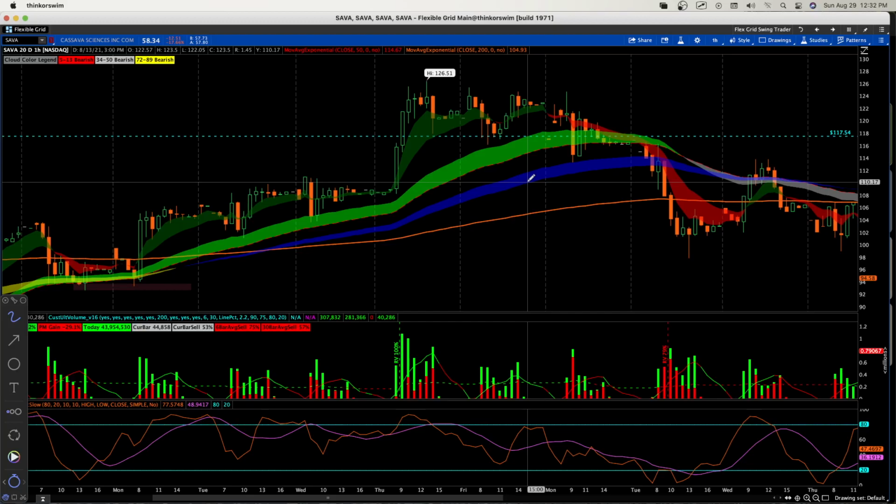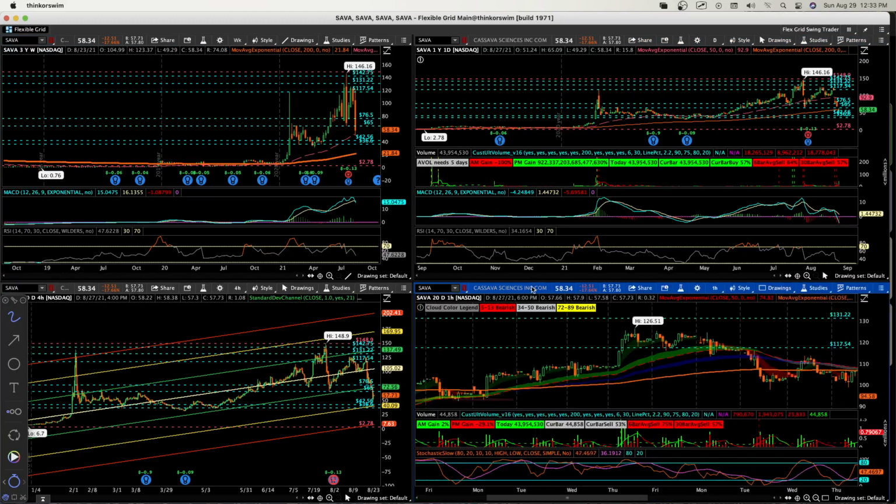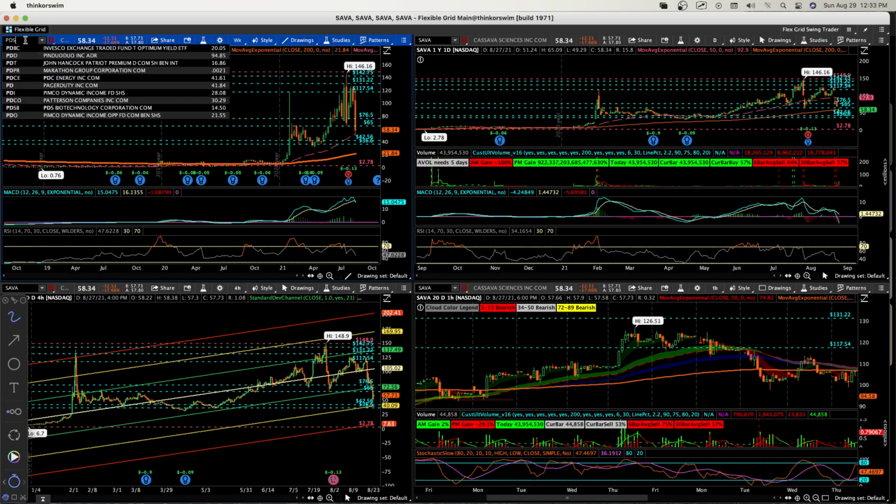Okay, let me show you an example of where you would swing trade a triangle formation. Which one was that? It was PDSB that I found this morning.